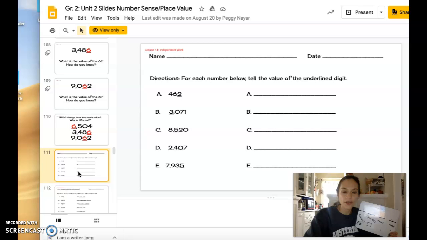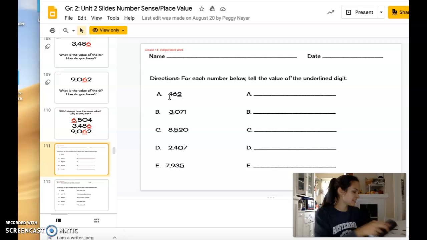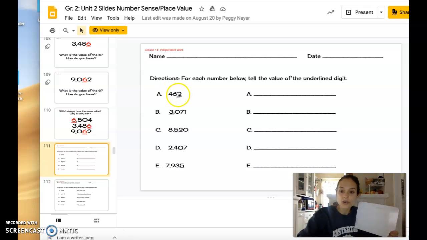Okay, now there are quite a few problems here that we're going to go through. For the directions, for each number below, tell the value of the underlined digit. So if we look at A, we have the number 462. The value of the underlined digit 2 is what? The value of 2 in the ones place is just 2.